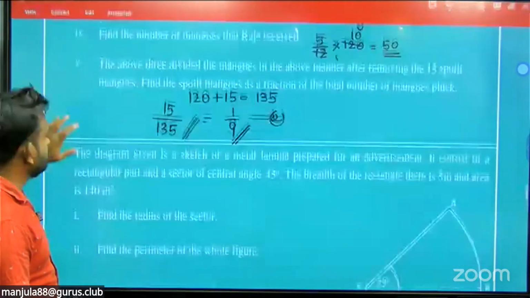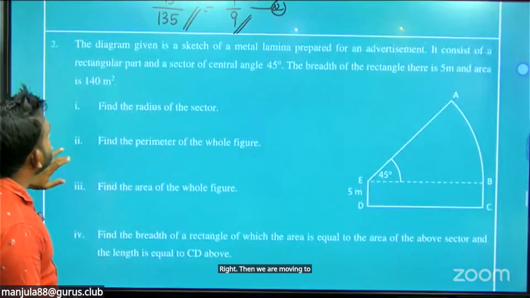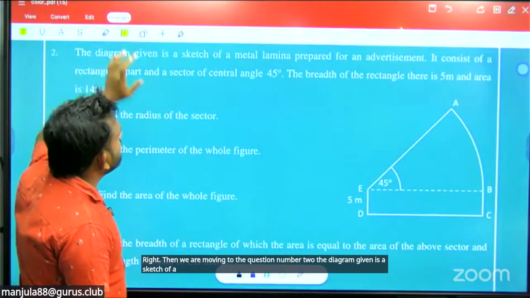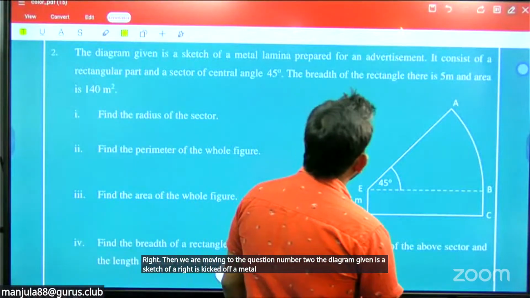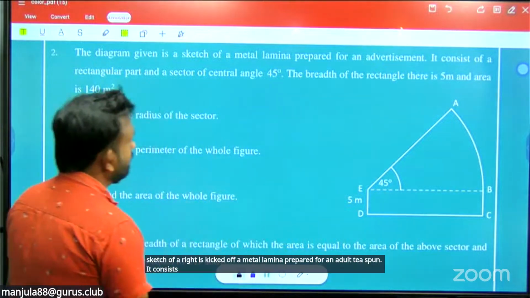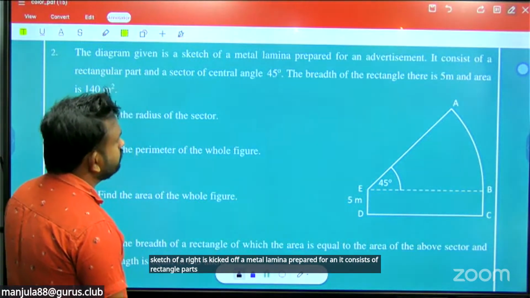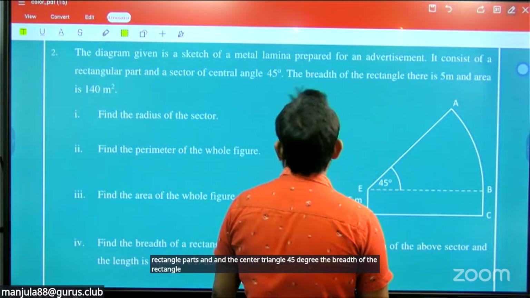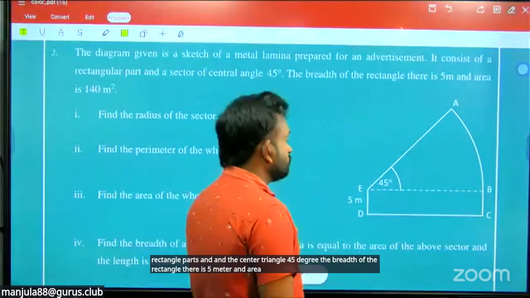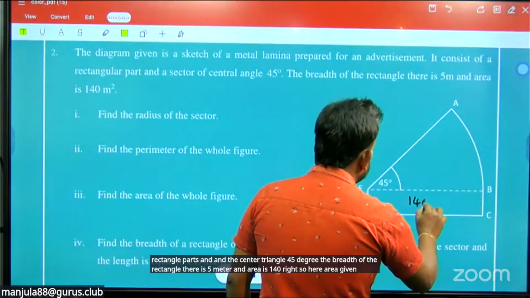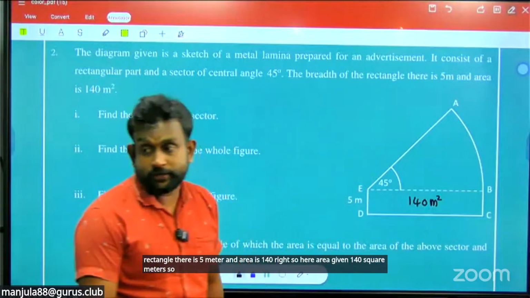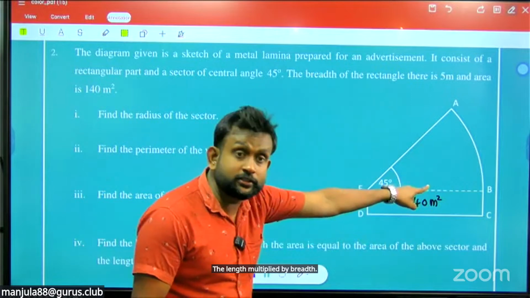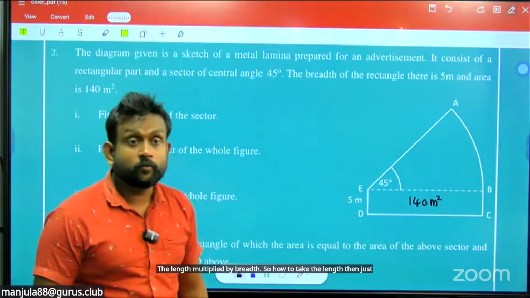Right? Then we are moving to question number 2. The diagram given is a sketch of a metal lamina prepared for an advertisement. It consists of a rectangle part and the center angle 45 degrees. The breadth of the rectangle there is 5 meters and area is 140 square meters. So how does the area happen? The length multiplied by breadth. So how to take the length then? Just 140 divided by 5 to take the length.